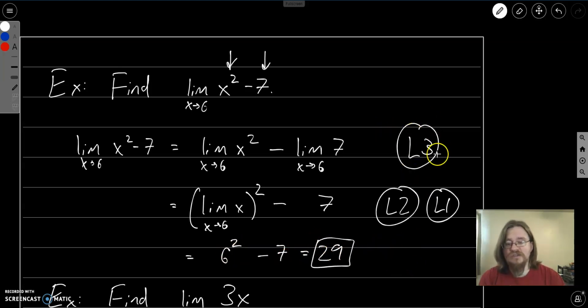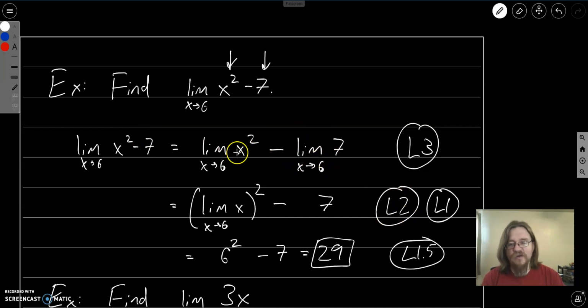And that's it. So we just used the properties of our limits. We used property 1.5 to simplify the limit as x approaches 6 of x. We used property 3 to say, oh, I've got the limit of two functions that are being subtracted. I'll just take the limit of both of them and subtract them.